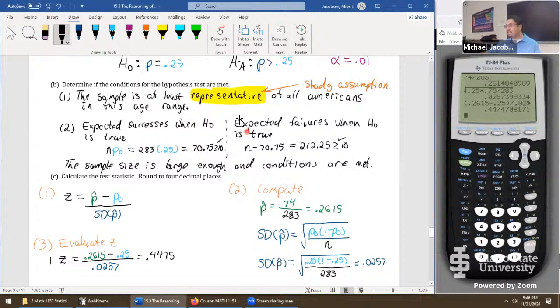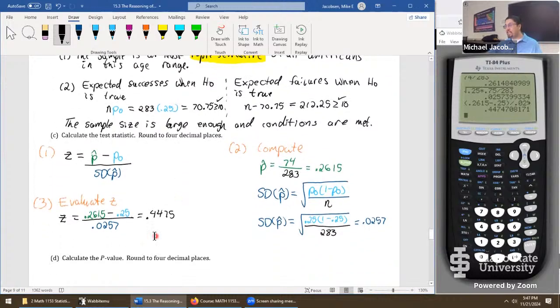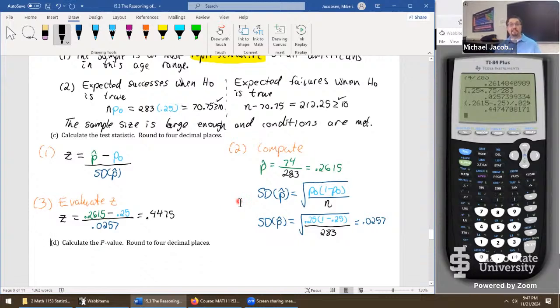That means our data is actually consistent with the statement of the null hypothesis. This isn't too unusual. P hat isn't very far away from the hypothesized value in terms of standard deviations. This is almost an assurance that we're going to fail to reject the null hypothesis. We still have to give a p-value. People want to know how badly you missed the target, so that's going to be our next step. Any questions at all, folks, with part C?